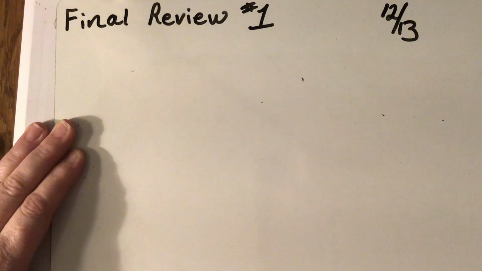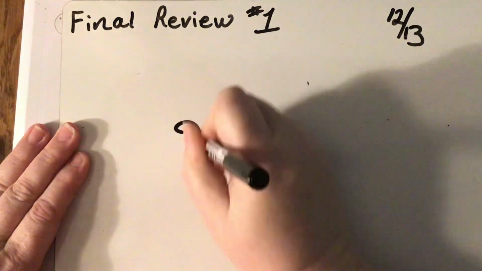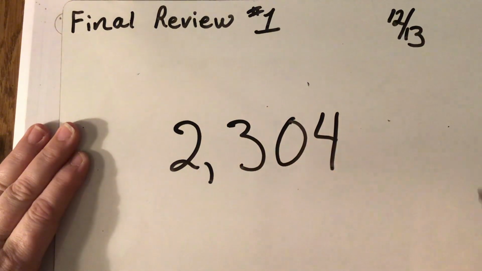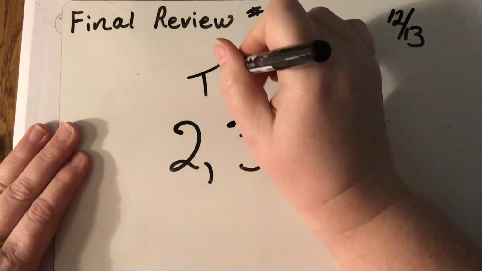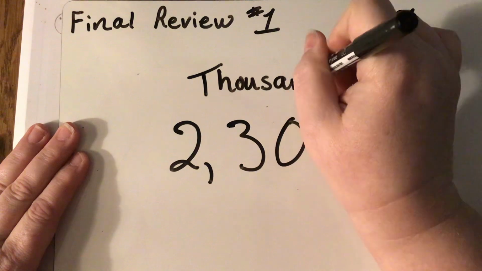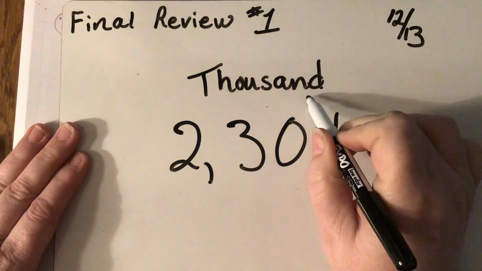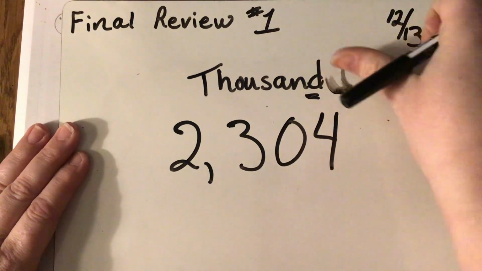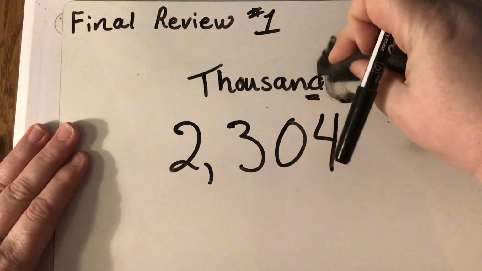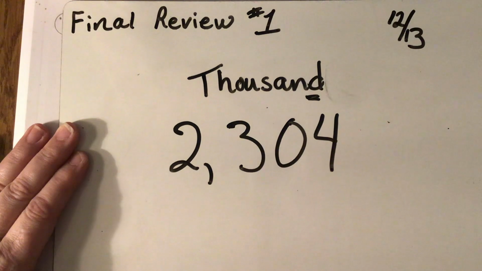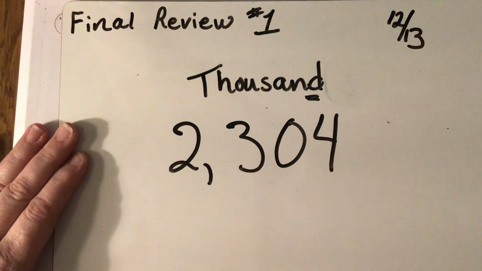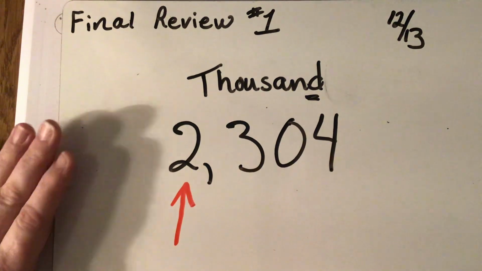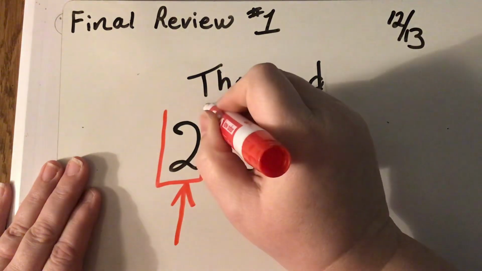All right. So now we have a big number. We have 2,304. And we have to round it to the nearest 1,000. Now this is 1,000, not 1,000th. That's different. We're not doing that. We're just doing the nearest 1,000. Oh, that looks terrible. Okay, so the nearest 1,000, where is the thousands place?